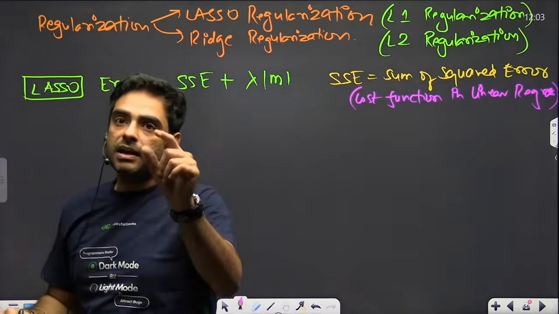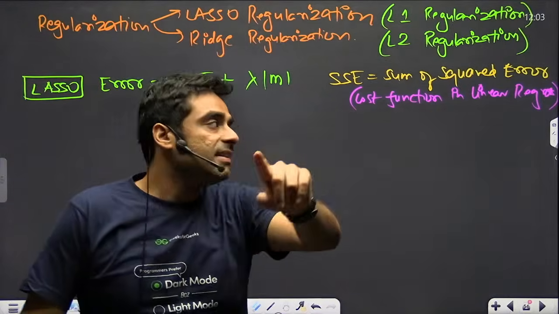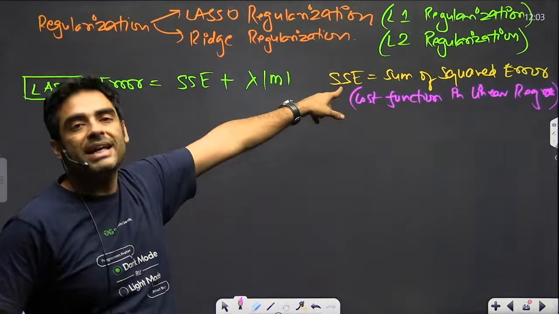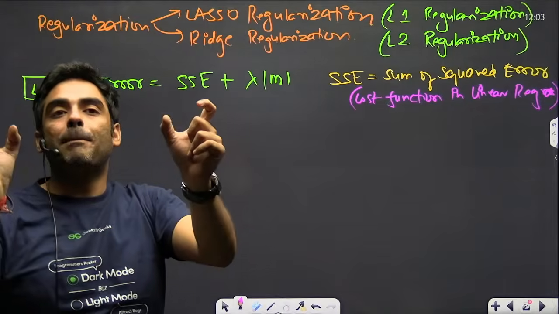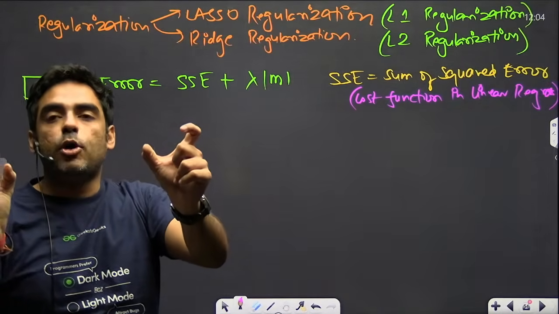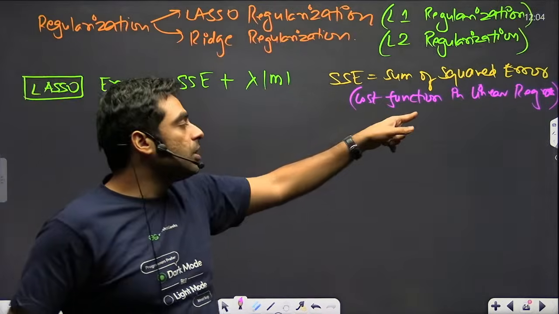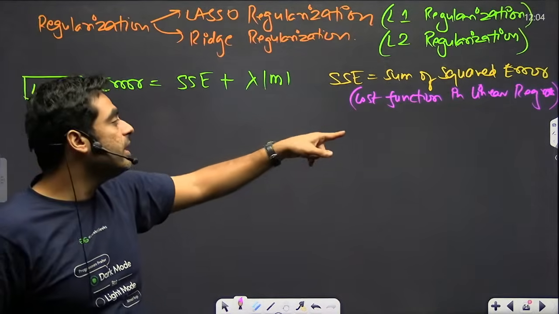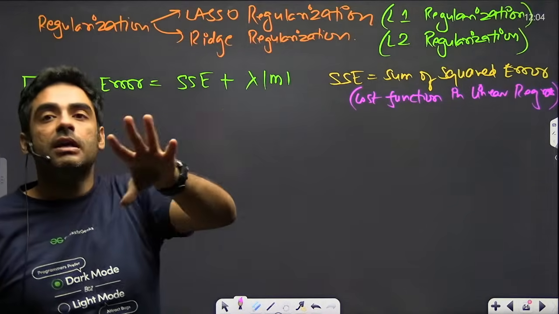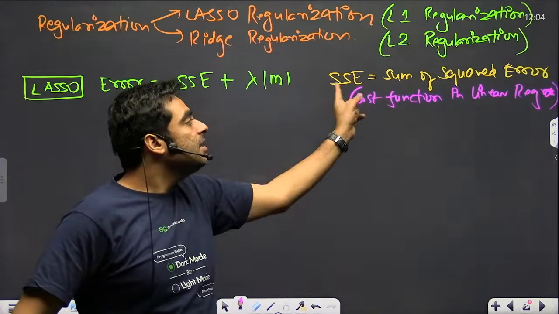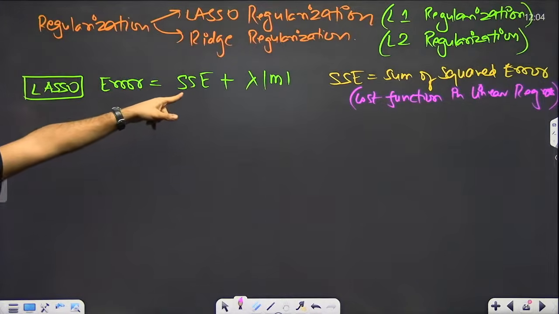Always remember, if anyone asks you what the cost function in linear regression is, you have to say SSE, sum of squared error, is the cost function. Whenever you want to compare two models, the performance metric you can use is the SSE. So SSE is very important for comparing linear regression models. So the error is SSE plus lambda times m.